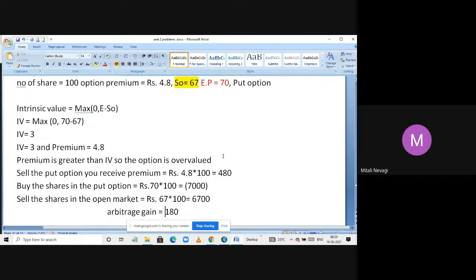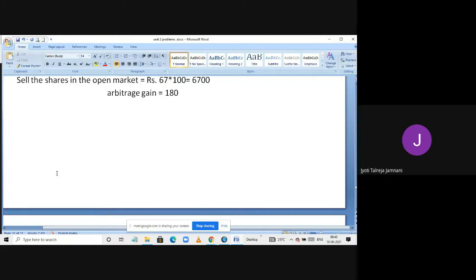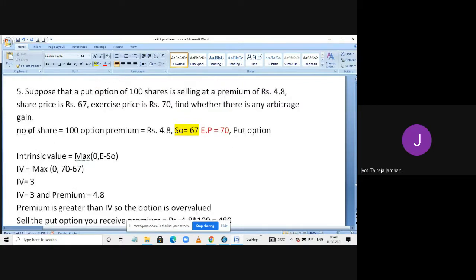Yes, ma'am. Now we can also try our shortcut. Intrinsic value and premium is given. To do the shortcut, what we do? We minus the premium from the intrinsic value. So 4.8 minus 3, 1.8 is the gain. Into 100 shares if I do, I get 180, which is what is my arbitrage gain. So this is how we can do it for put option.